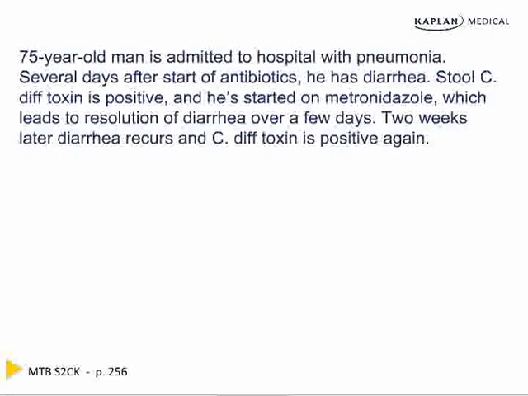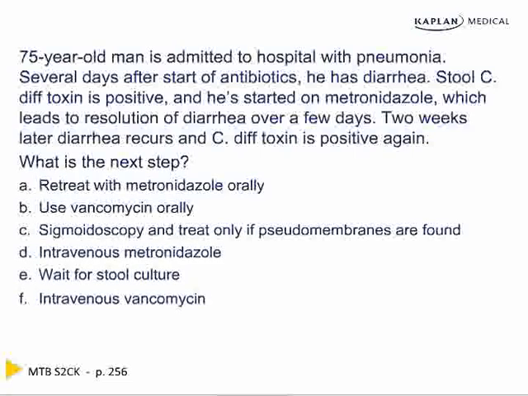A 75-year-old male is admitted to the hospital with pneumonia. Several days after starting antibiotics, he has diarrhea. A stool C. diff assay is positive. He's then started on metronidazole, which leads to the resolution of his diarrhea over a few days. 2 weeks later, however, his diarrhea recurs and the C. diff toxin is positive again. What's the next best step? Is it A, retreat with metronidazole, B, give him oral vanc, C, perform a sigmoidoscopy and treat only if pseudomembranes are found, D, intravenous metronidazole, E, wait for a stool culture, or F, intravenous vancomycin?